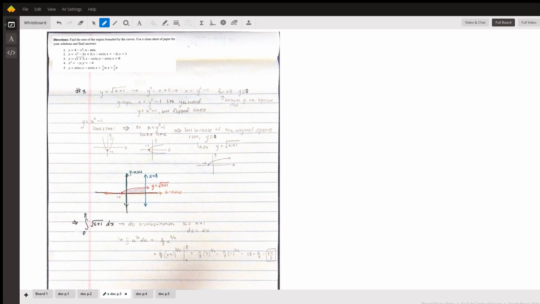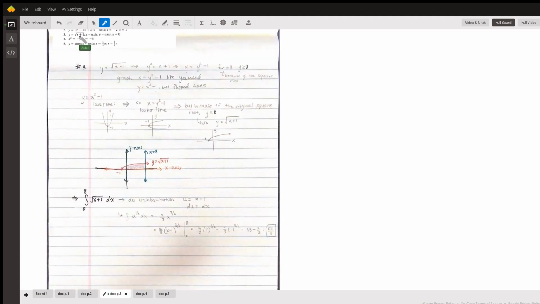Question number 3. So here is y equals square root of x plus 1, the x-axis, the y-axis, and then x equals 8. So y equals square root of x plus 1. First of all, we're going to notice that this has a domain right now. Anything inside of a square root must be positive. So that means our y value must be greater than 0. We're going to come back to that.